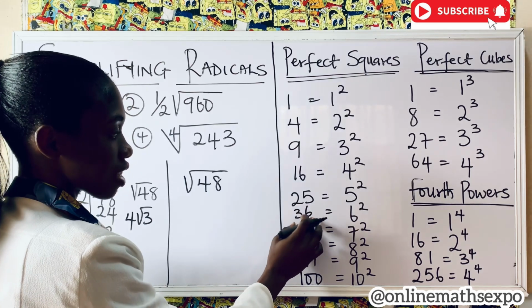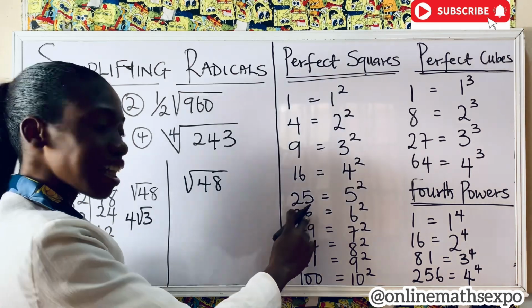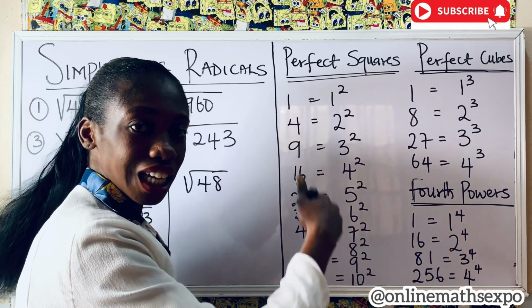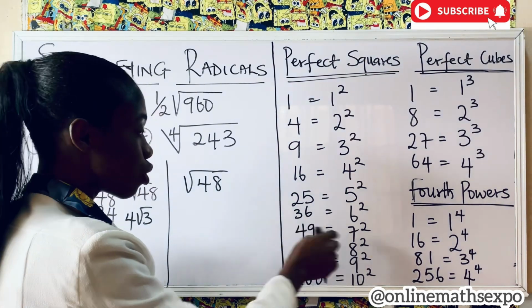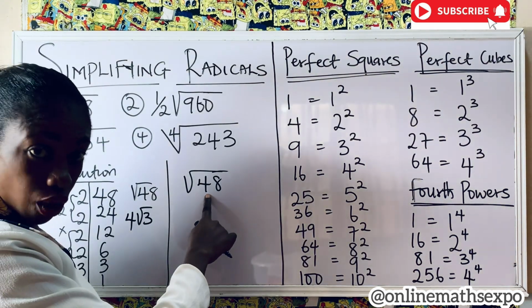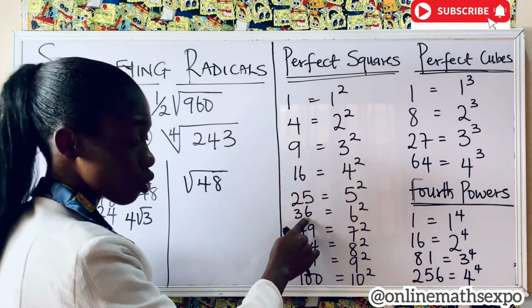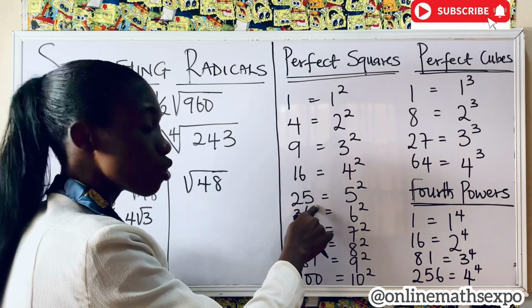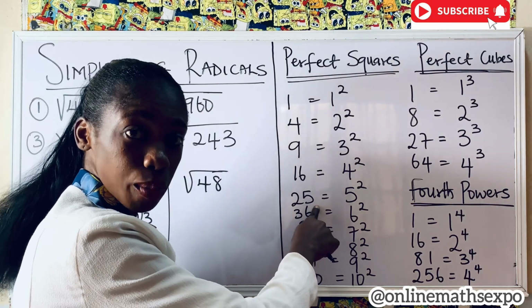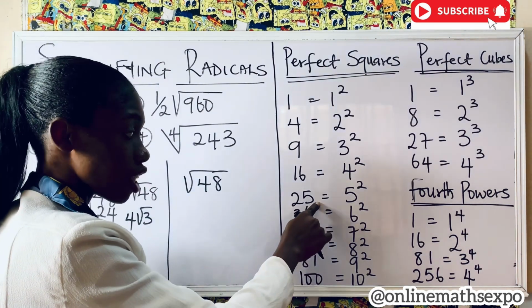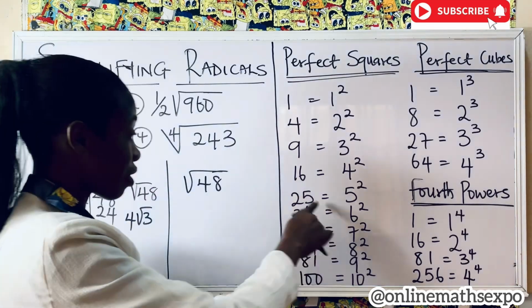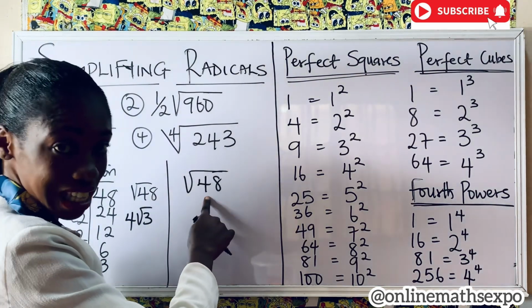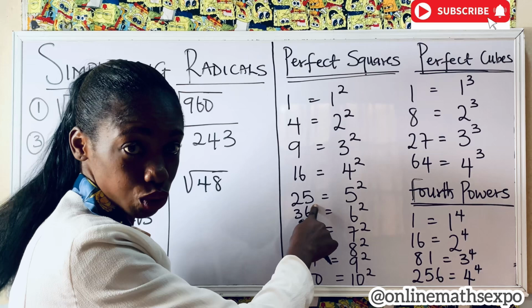25 is there, these ones are there. But when you get this, can you get another number that you can multiply with this to give you 48? If your answer is no, that means you cannot choose 36. Can we choose 25? Can you get a number you can multiply with this 25 that can give you 48? If your answer is no, that means this is not what you would choose.